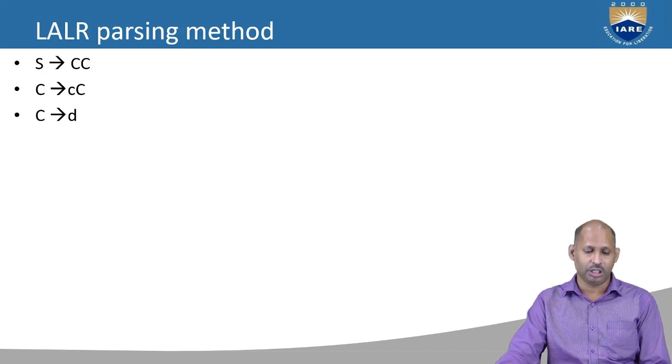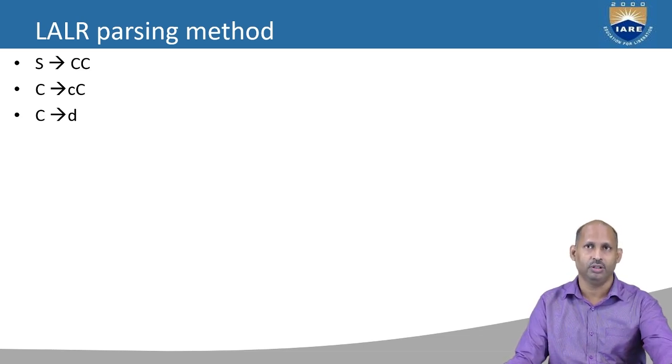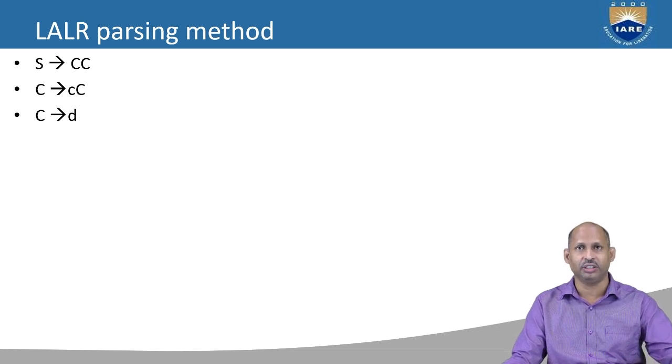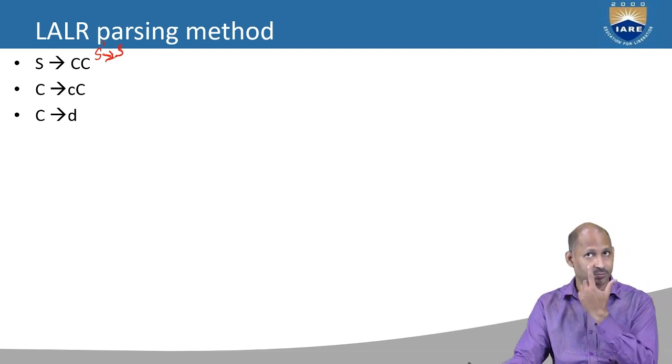Now this is the given grammar. S gives CC, C gives small c capital C, C gives D. The first step in the construction of SLR, CLR, or LALR is adding a new production, S dash gives S. Right?